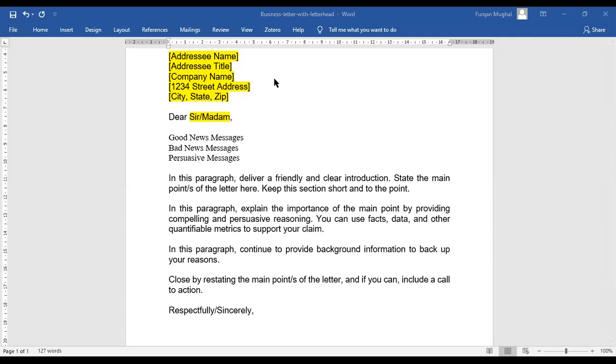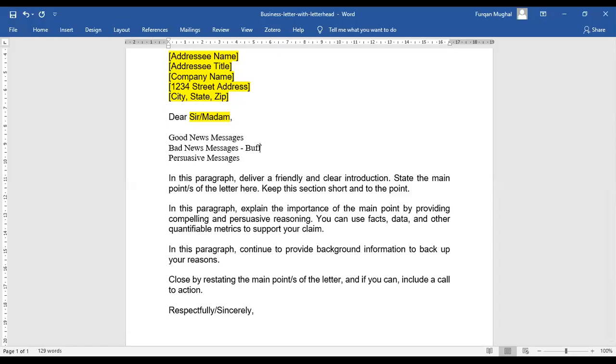So depending upon the nature of the message, for example, if it is good news, you will use the direct approach: you will start with the good news and then you will move on to the information which is complementary. And if it is bad news, you usually use the buffer strategy or the sandwich strategy.